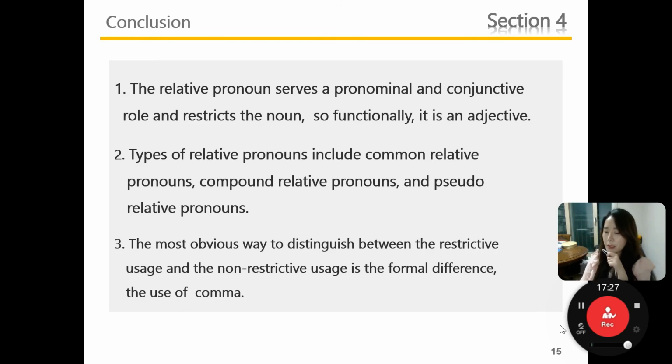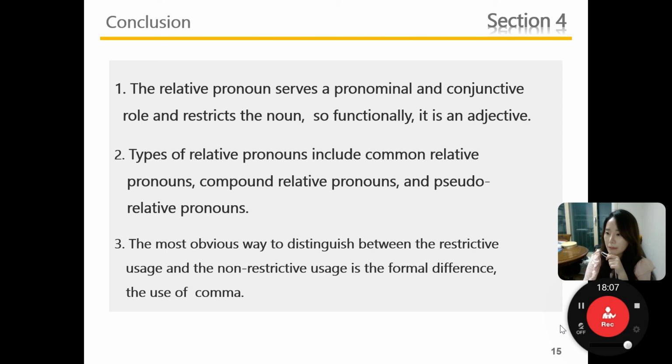Let's move on to section 4 about conclusion. In this paper, it has looked at the theories of the relative pronouns suggested by scholars and the types and roles of the relative pronoun. The most important point in understanding the relative pronoun in short is that it serves a pronominal and conjunctive role. When combining two sentences into one, the noun that is repeated or overlaps is called the antecedent, which occurs immediately before the relative pronoun.